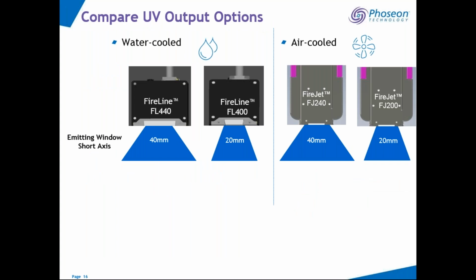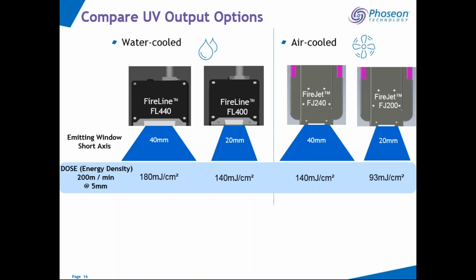And we have four lamps that we have showcased here. And I'll start by one is water cooled on the left side and air cooled on the right. And we have different offerings from a 20 millimeter emitting window. That's just the amount of light that is able to come through the window and out onto the substrate and across the web that is coming through a flexographic press. And the other one is a 40 millimeter. One's an FL 400, one's a 440, and again, we add that into our product number to make sure that we're clear on those emitting windows.